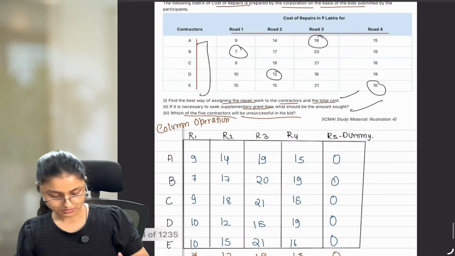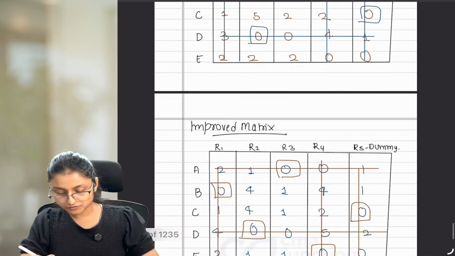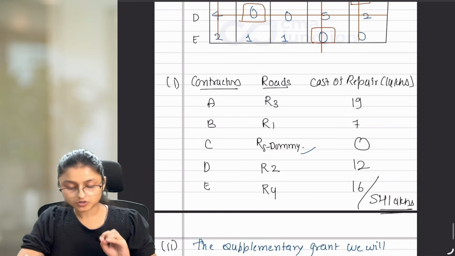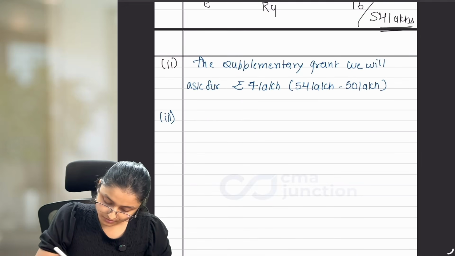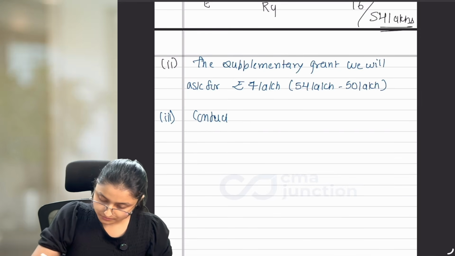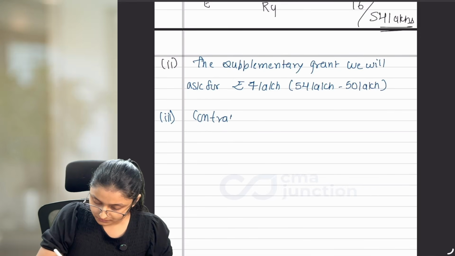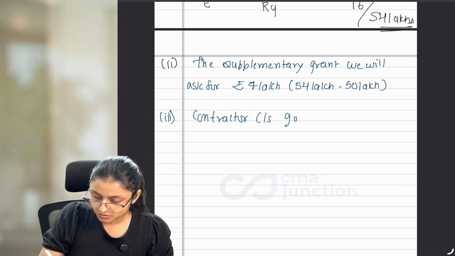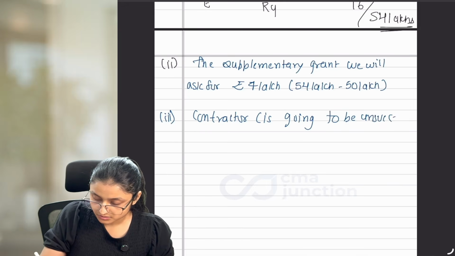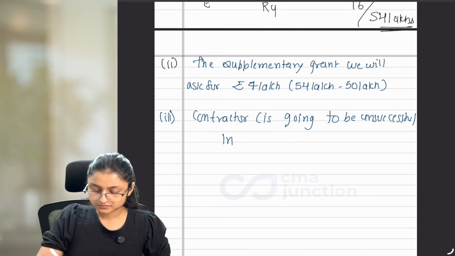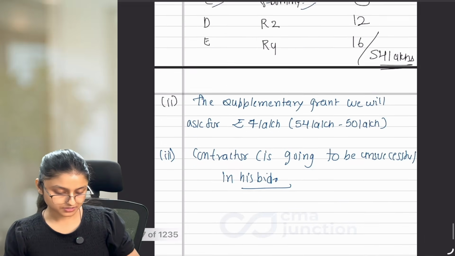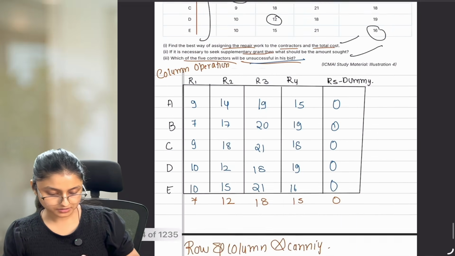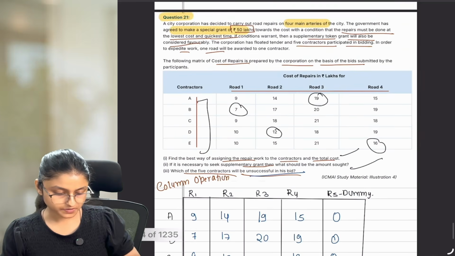Now after this, which of the 5 contractors will be unsuccessful in his bid? The one whom we allotted dummy is the contractor which is going to be unsuccessful. That is C. Contractor C is going to be unsuccessful in his bid. Okay? Done. With this, we completed this question. If you have not written any part, you can write it now. This was question number 21.